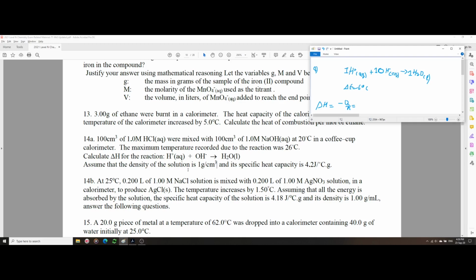So assume that the density of the solution is 1 gram per cubic centimeter. Now this is an interesting unit to use here, because the trick is that people keep volume in cubic centimeters when you're supposed to change it to cubic decimeters, especially when you're doing number of moles and all those standard unit ones. But in this case, let's do Q. Q is m C delta T. Now this is the energy absorbed by the solution.